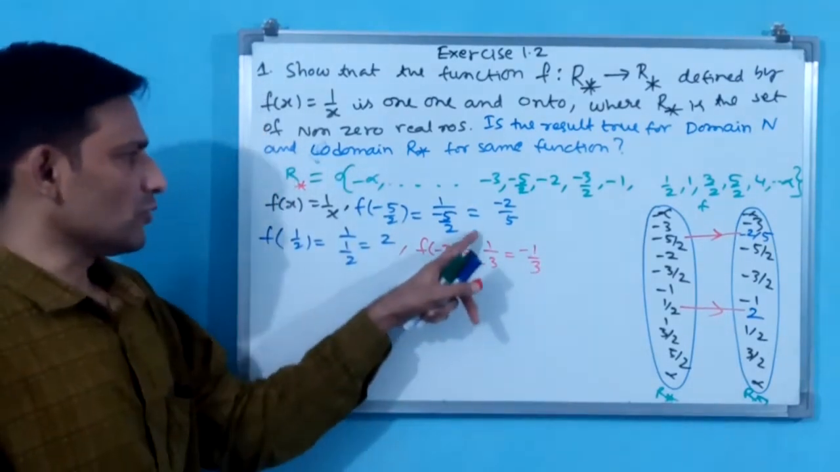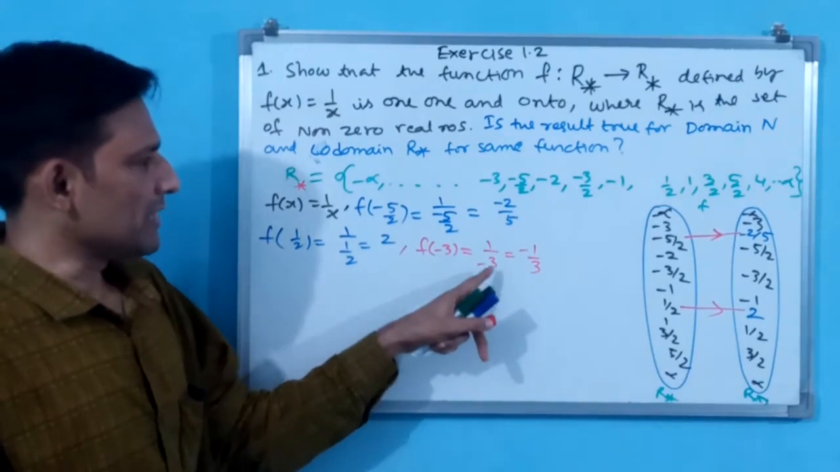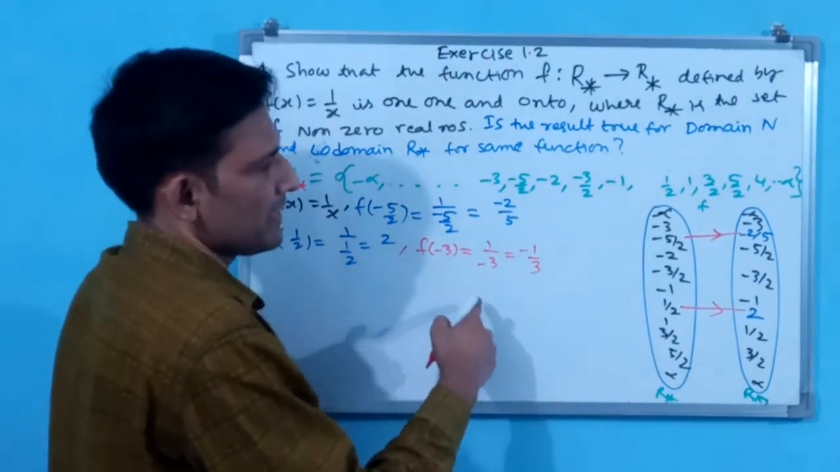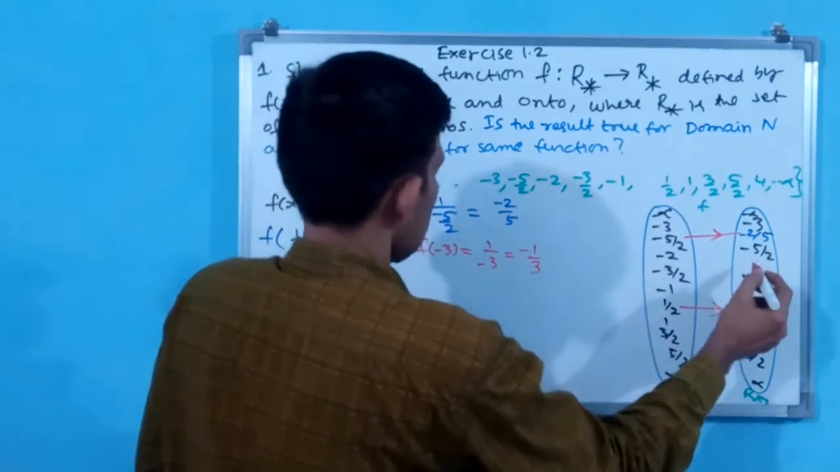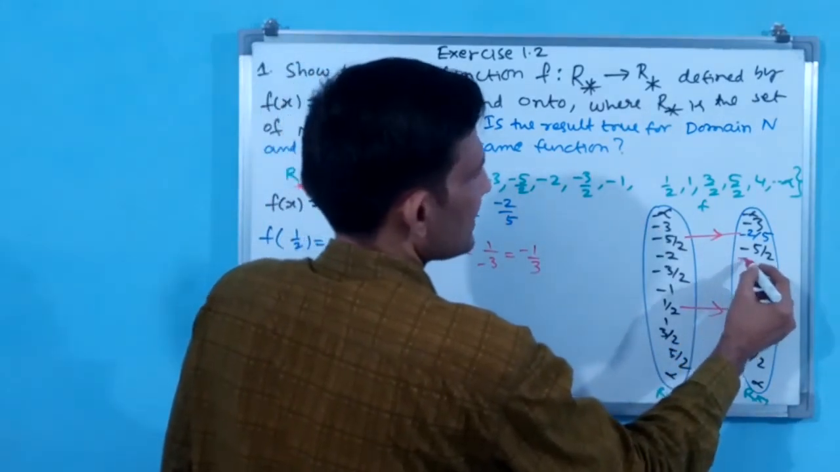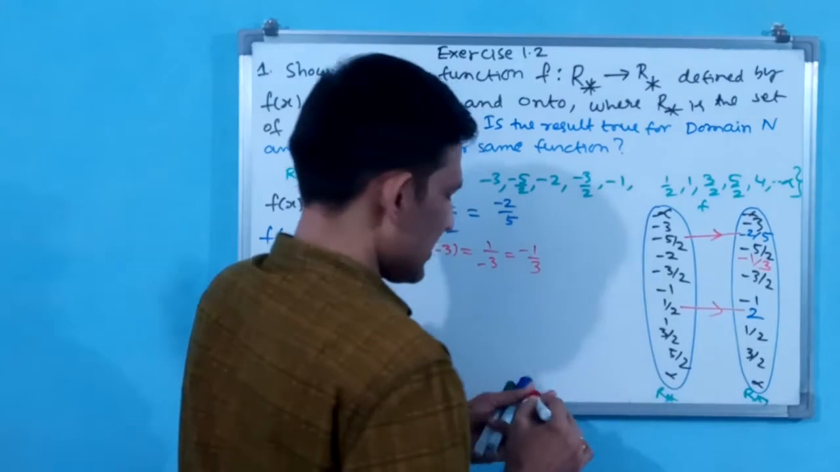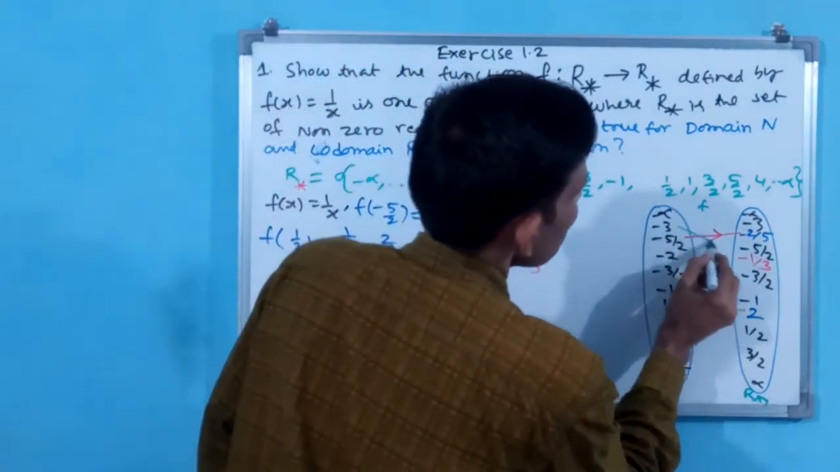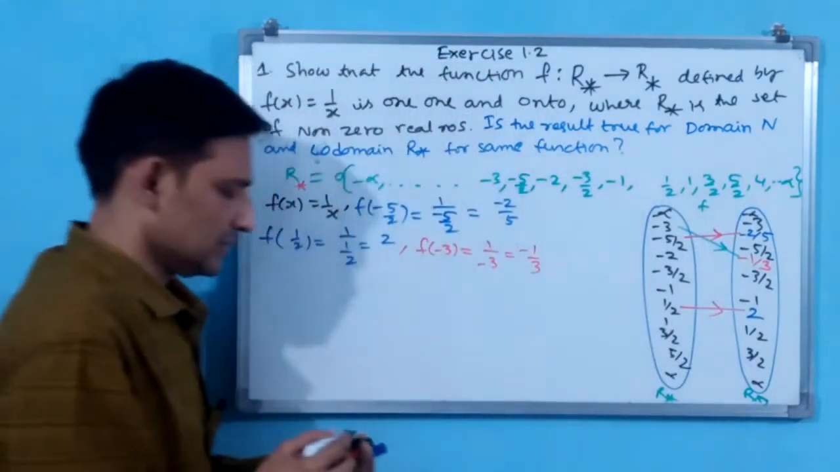f of minus 3 is equal to 1 by minus 3, but ultimately this minus goes to the top, denominator, numerator. Okay, f of minus 3 is, here I am writing, minus 1 by 3. Now we are having the relation of minus 3 to minus 1/3.